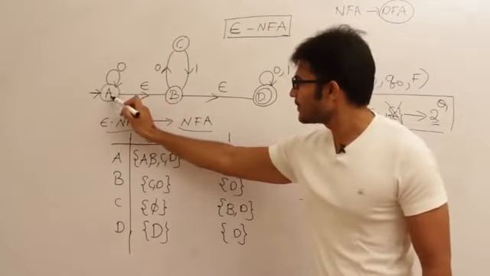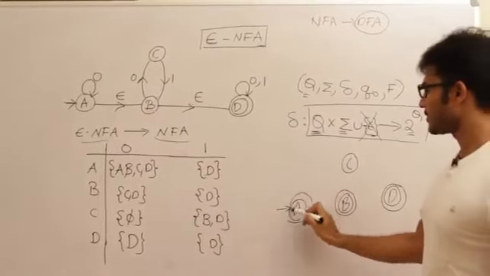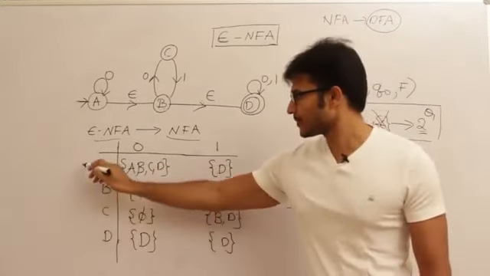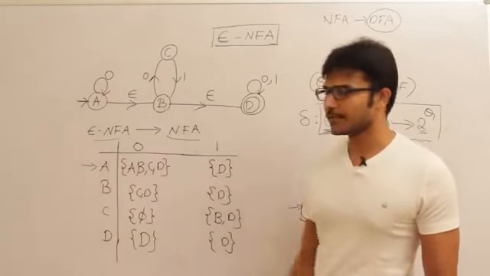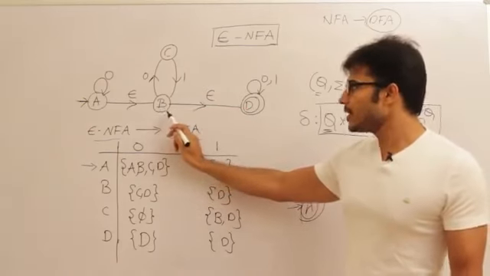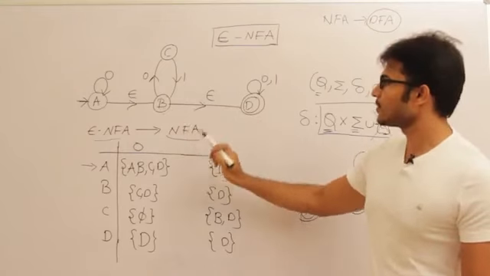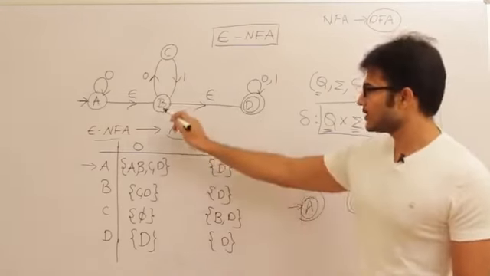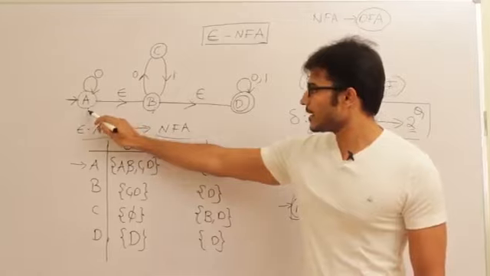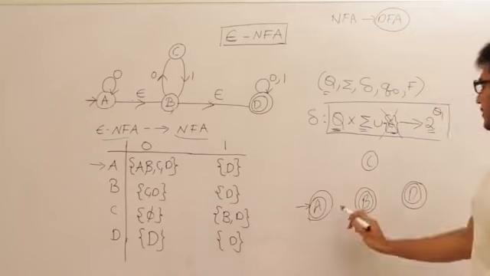Now see this, capital A can reach capital D only on seeing epsilons, therefore capital A is also going to be a final state. So remember this: the number of states is the same, that is the first point. The second point is that the initial state is the same. And the third point is that the number of final states may increase: if a state can reach the final state only upon seeing epsilon, then that state is also considered a final state. Since B can reach D only upon seeing epsilon, you can say B is a final state. And A can reach D only upon seeing epsilon, so A is also a final state. Therefore A and B are also final states.